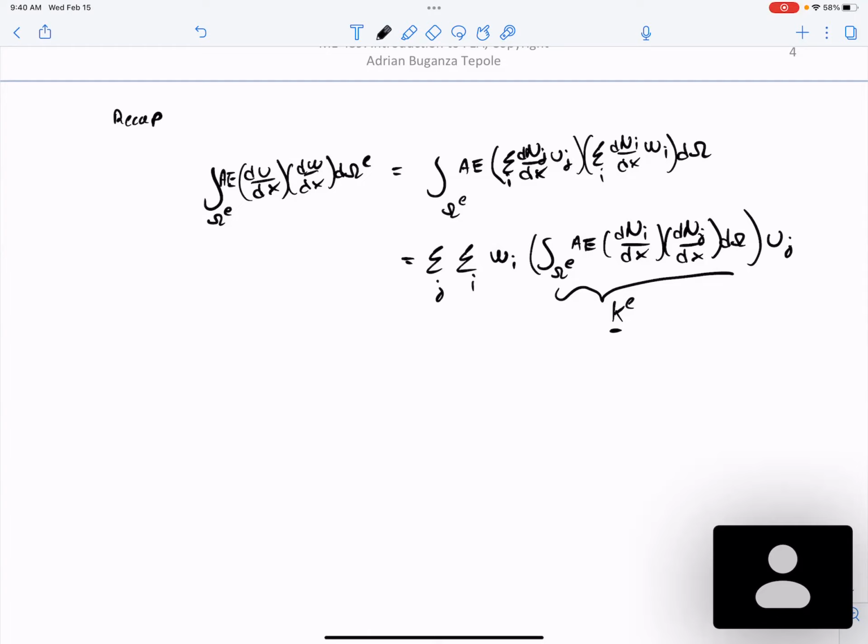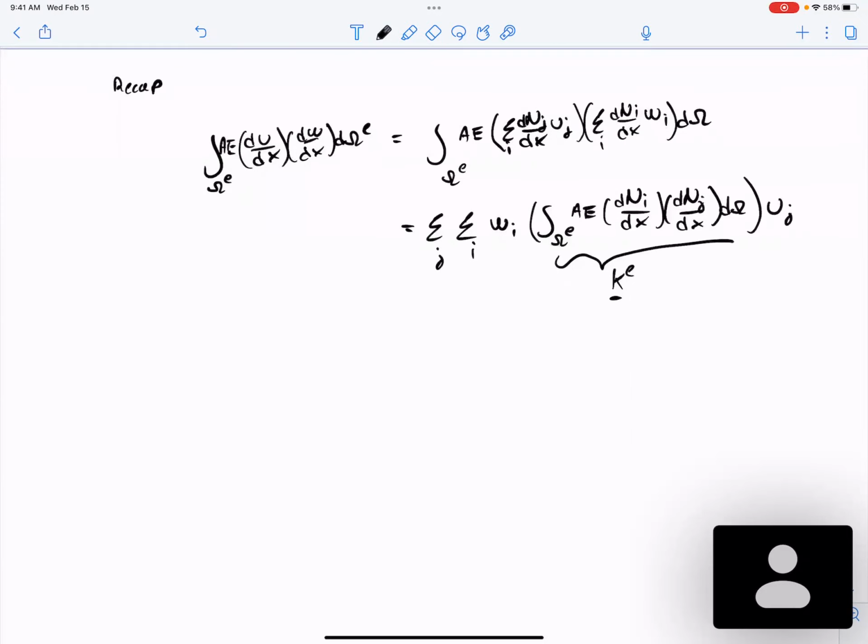And you can see that the size of this matrix depends on how many nodes you have per element. So for the linear elements, you have 2 nodes, so you have 4 combinations of i and j: 1,1, 1,2, 2,1, 2,2. If you have a quadratic element, then you have 3 nodes, so you have 3 by 3 options: 1,1, 1,2, 1,3, 2,1, 2,2, 2,3, and 3,1, 3,2, 3,3. So depending on which element you're using, the size of the KE changes.